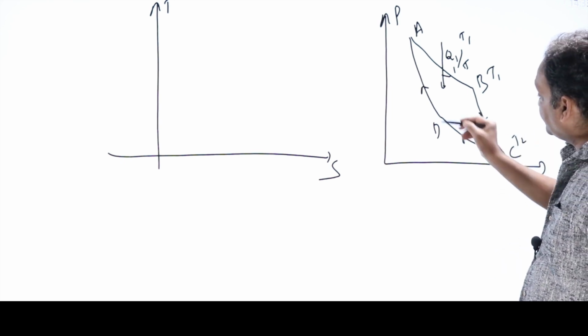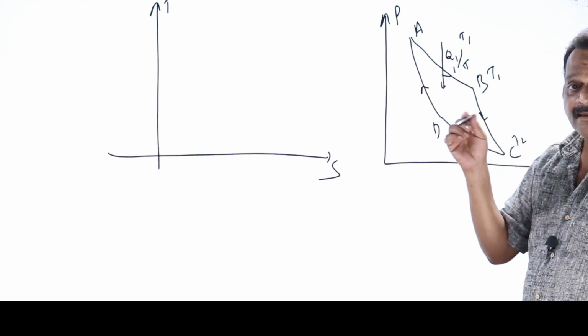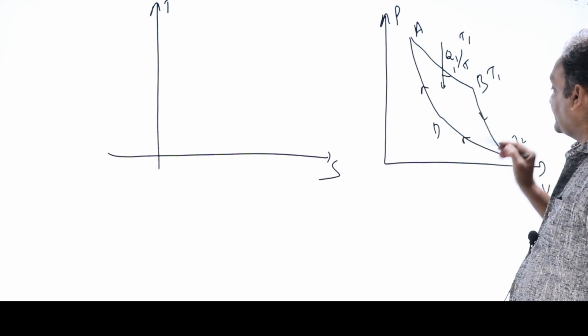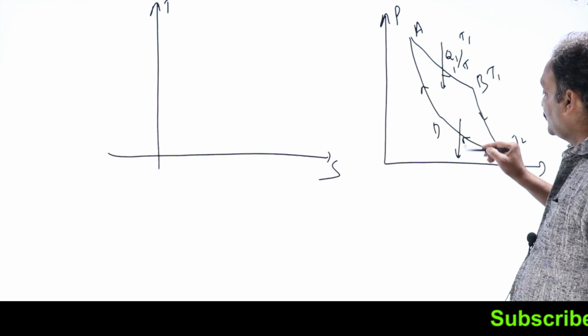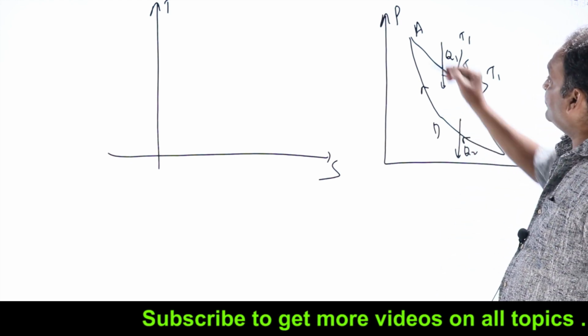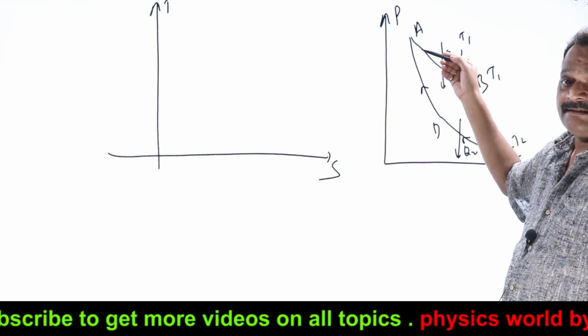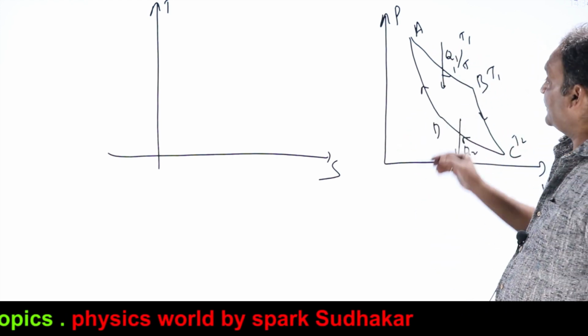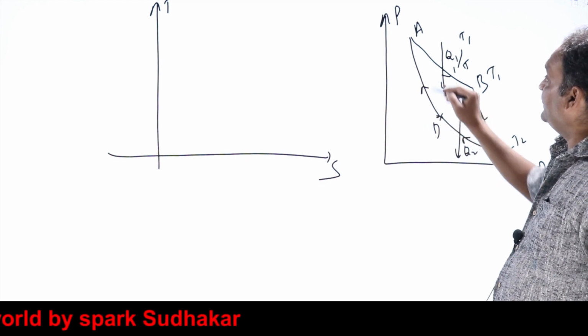Third step, C to D, is a reversible isothermal compression from P3 V3 to P4 V4 at a constant temperature T2. The system rejects Q2 amount of heat into the sink at lower temperature. And D to A is again a reversible adiabatic process in which the entropy of the system remains constant, but temperature increases from T2 to T1.